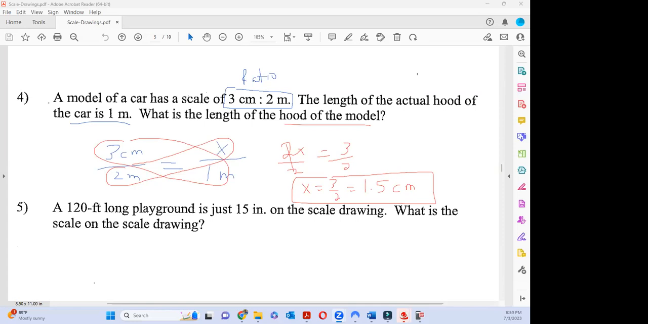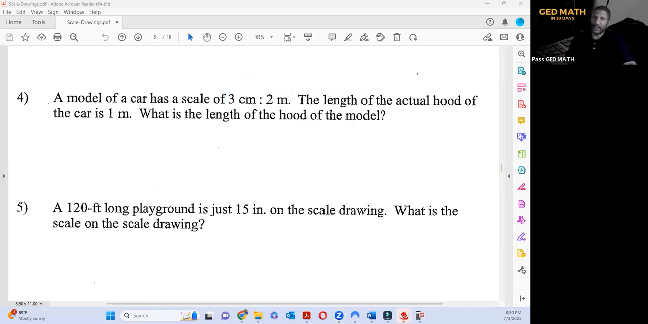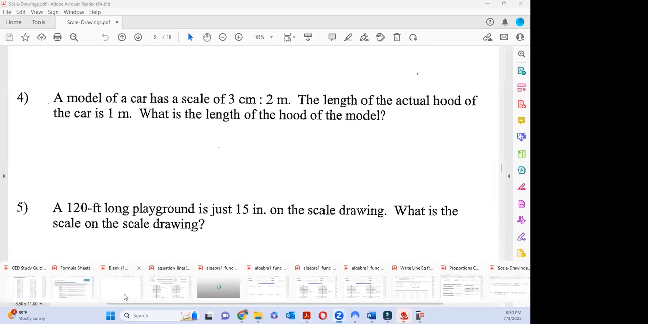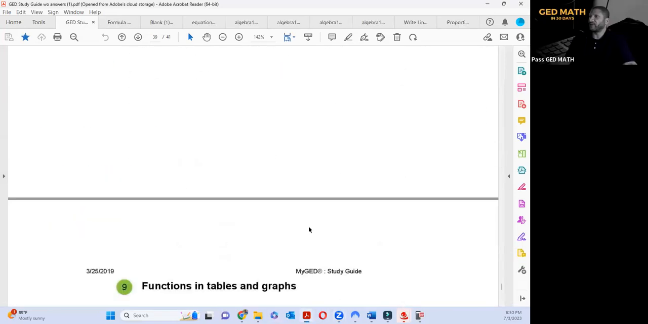All right. So this is the type of questions you may be asked on the GED. They love scale problems. Matter of fact, let's do one more before we leave tonight. This is coming right from the study guide. Let me see if I can find that one.